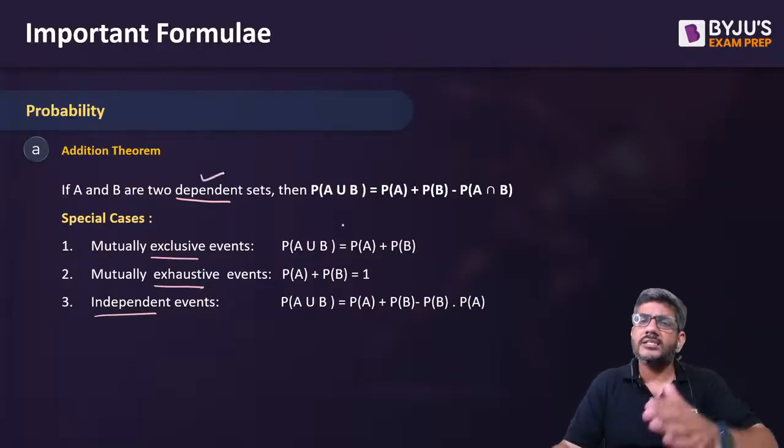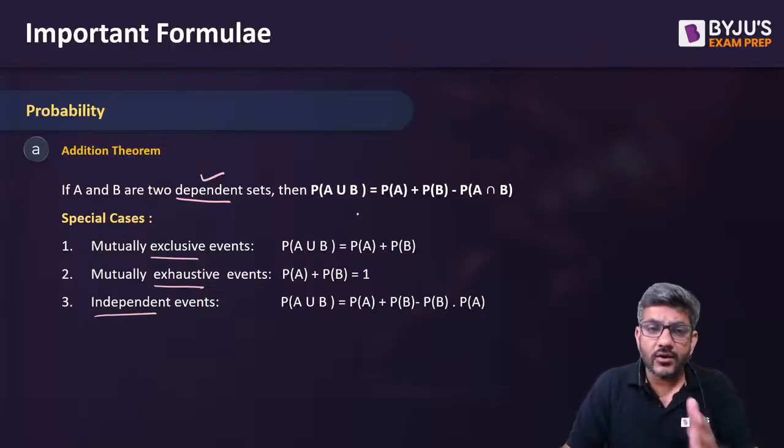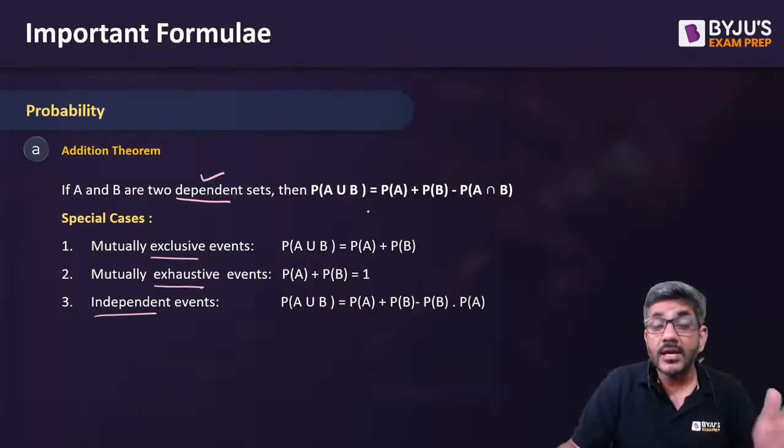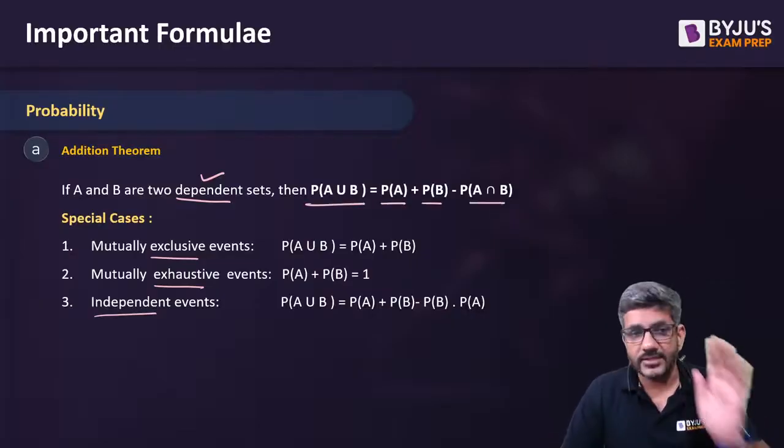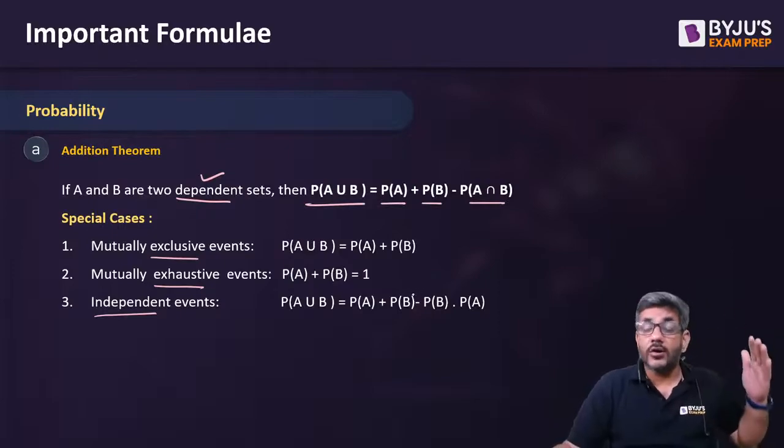So, in case of dependent events, the formula is just like set theory. N of A union B is N of A plus N of B minus N of A intersection B. ऐसे ही probability हो जाती है, probability of A union B is probability of A plus probability of B minus probability of A intersection B. How does that formula change according to the other cases?